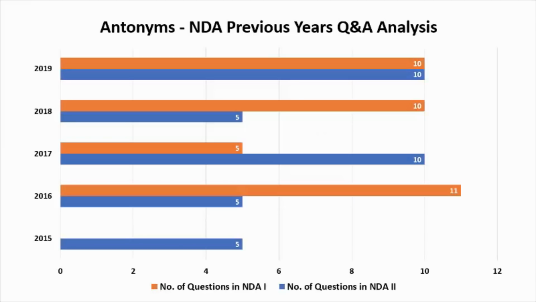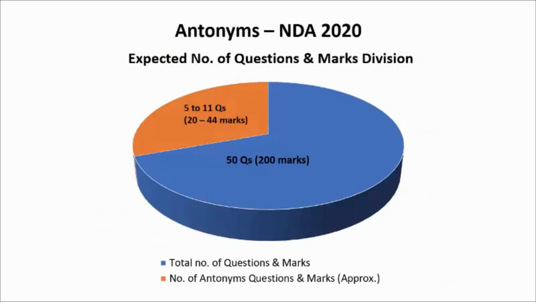Moving on to antonyms, you can see the least number of questions from antonyms was 5, and it came in 2018 NDA 2, 2017 NDA 1, 2016 NDA 2, and 2015 NDA 2, while the largest number of questions was 11, which came in 2016 NDA 1. So for your upcoming NDA examination, the number of questions you can expect from antonyms will vary from 5 to 11, carrying 20 to 44 marks out of 200 in total.